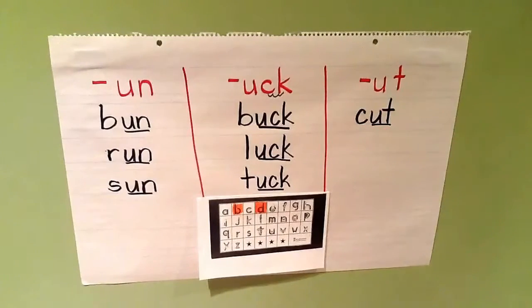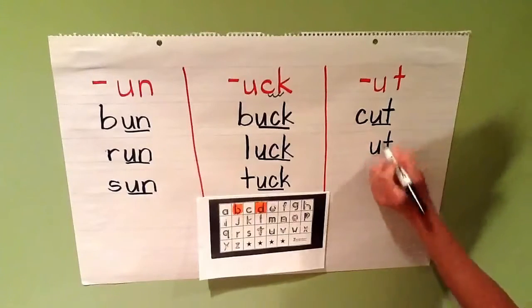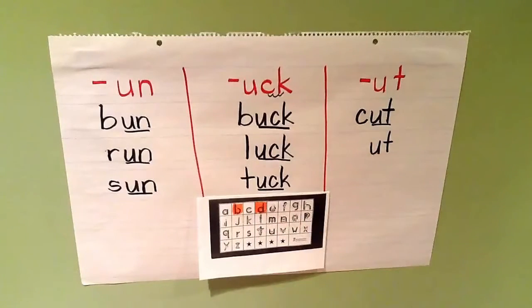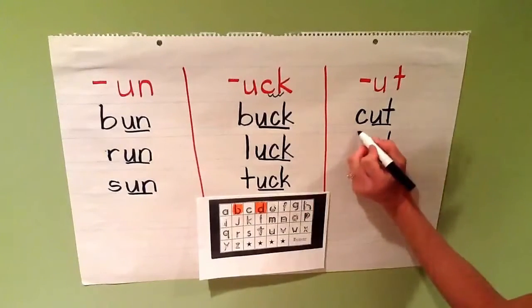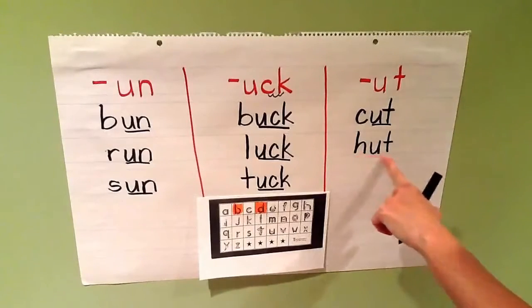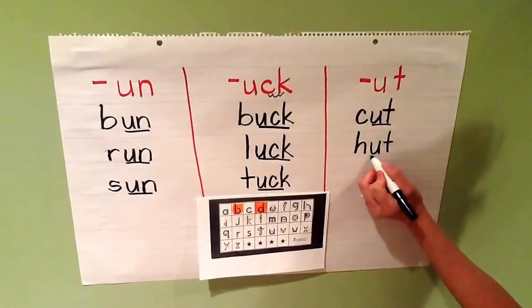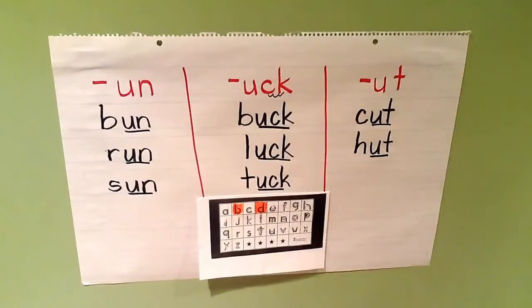Let's try another one. We're going to write the word family right here. Then we're going to look for different letters that we could add to ut that would make it a real word. Do you see one? I see the H. If I add the H to the beginning of this word, read this with me. Ut, hut. Hut is a real word. Ut is my word family.